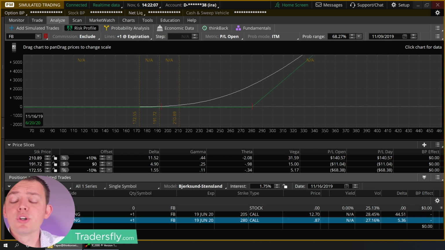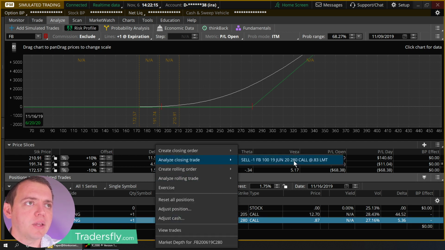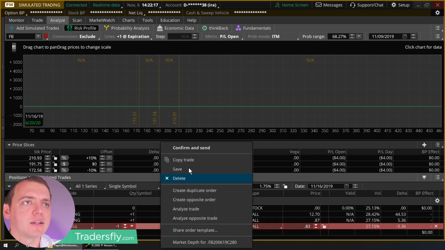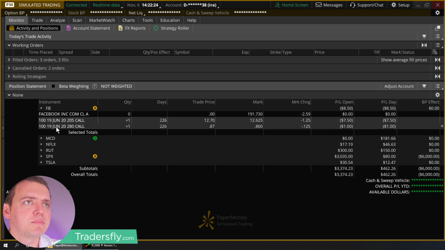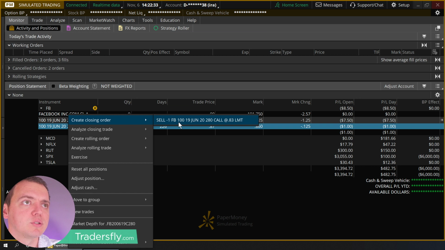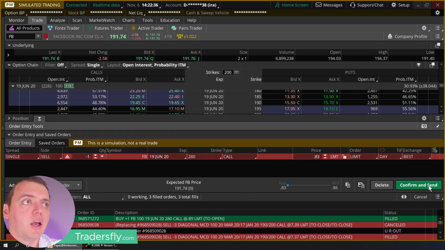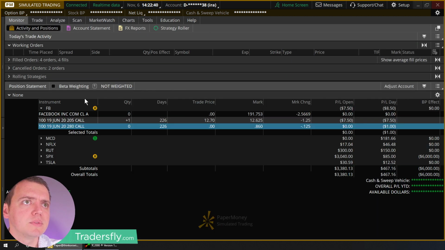Now, to get out of it, you could get out of it early. You don't have to hold it until expiration. There's nothing that says you have to hold it till expiration. I could just right click, analyze the trade, and then confirm and send, because you can see this would flatten out my curve. Again, I could also go right here to my main page and choose which one I want. You can see it's 226 days out. And the one I'd want to sell out, let's say this one, right click, analyze closing trade, or create a closing order. So both of those will work. I just hit confirm and send, close out the trade, and boom, now I'm done.